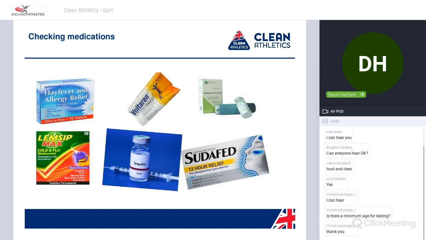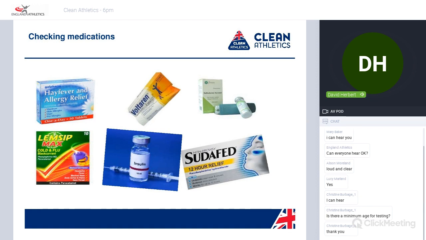So this slide really is just a demonstration that even medications which can be bought over the counter need to be checked. So in the bottom left-hand corner, you see there Lemsip. I'm sure we've all had a cough or a cold and felt the need to take some medication, pop down the chemist and buy Lemsip or something similar. So just be aware that even those kinds of medications can contain prohibited substances. So you will need to check if you do buy something like that.